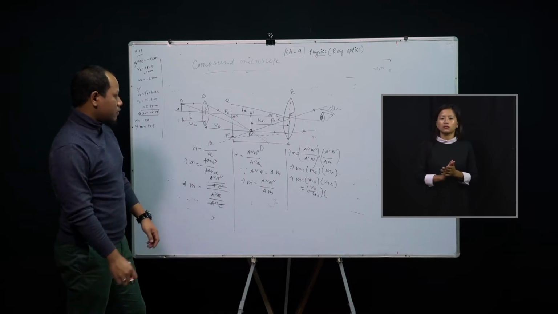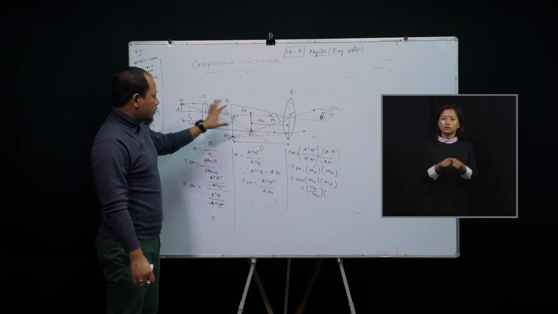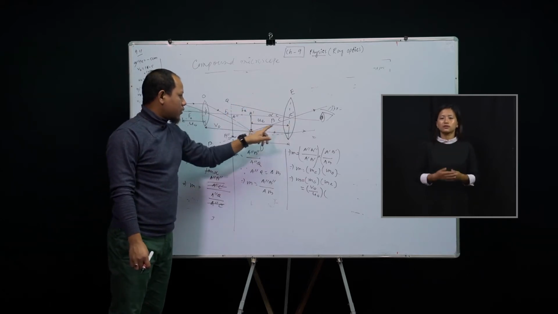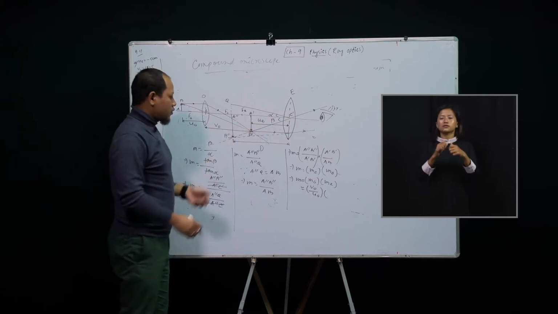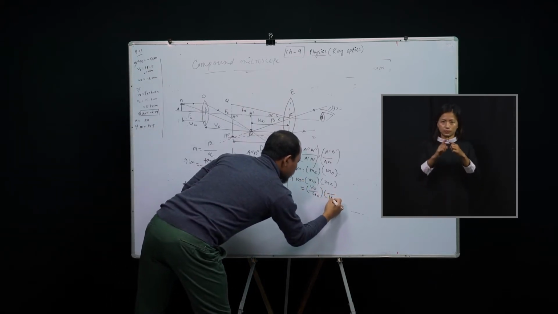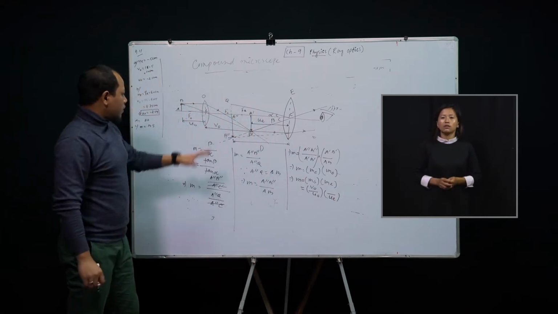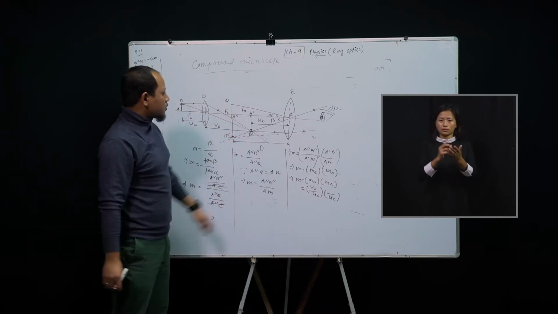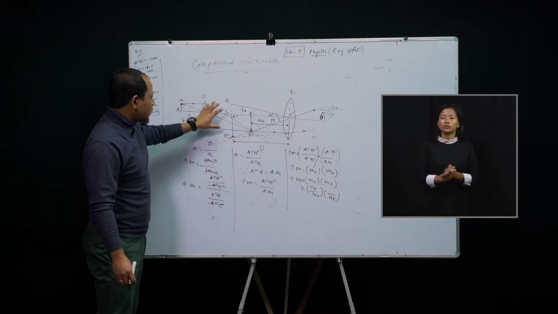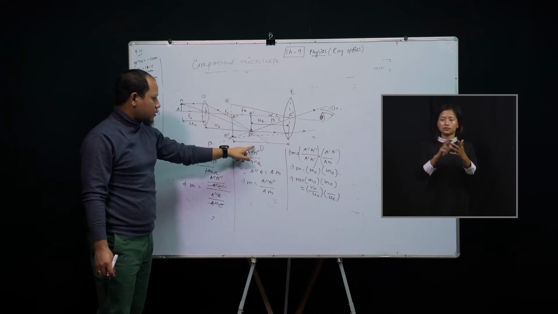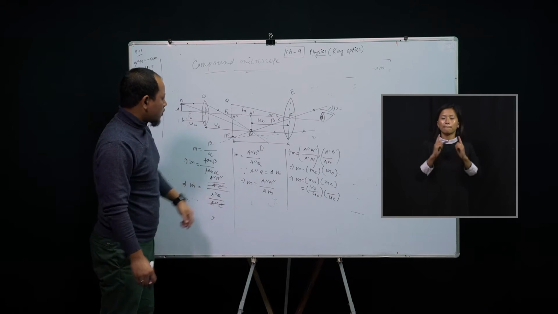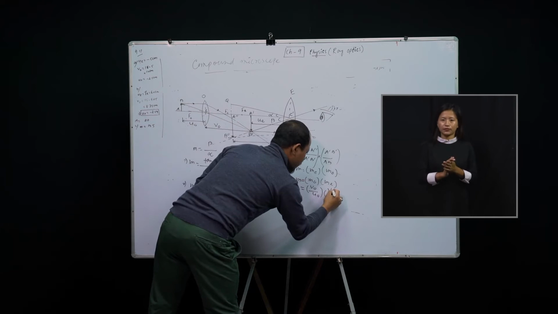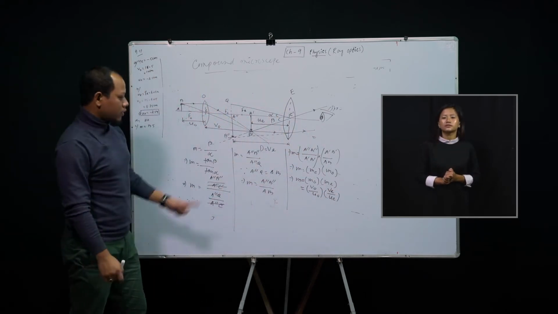Again, magnification for the eye lens. For the eye lens, as I already told you, this A dash B dash is working as the object. So the distance of this A dash B dash from the optical center will represent the object distance, which is UE. Next, we need the image distance for this eye lens. The image is A double dash B double dash, and the distance is VE. VE equal to D. So this is the expression.